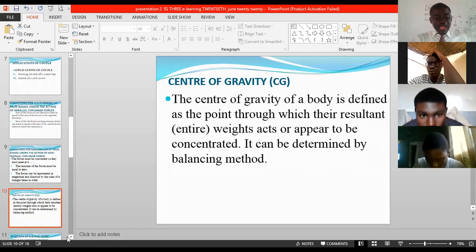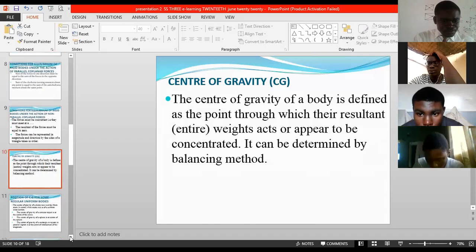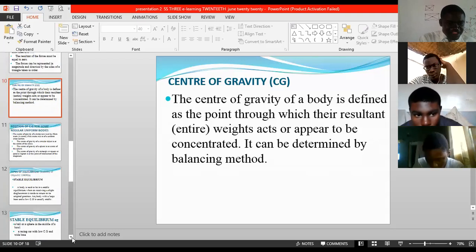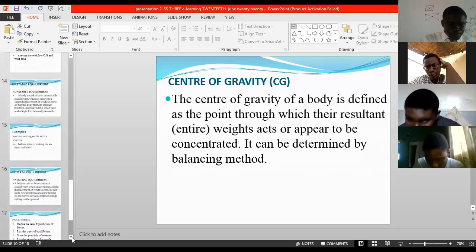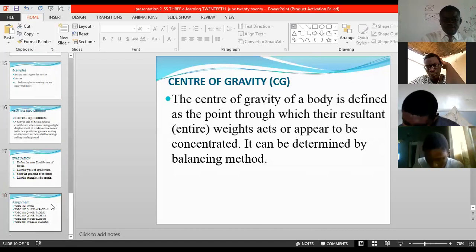Okay? So now, any questions so far? Because we still have positions of equilibrium. We'll do this in our next class because of our time. So if you have any question to ask me, please ask. Before I give you my assignment, because we've done this in SS1, any questions so far?